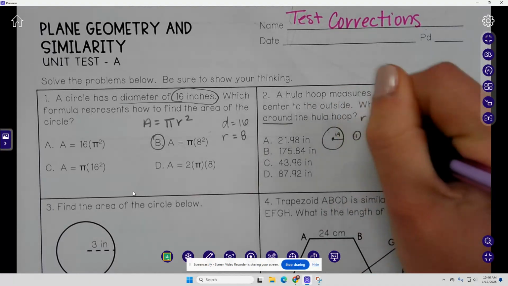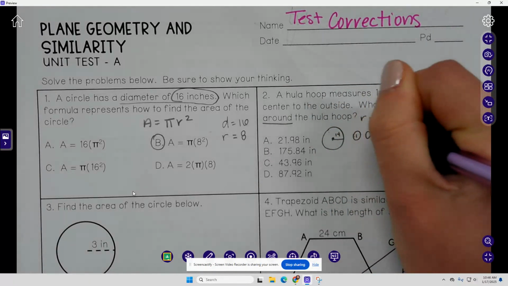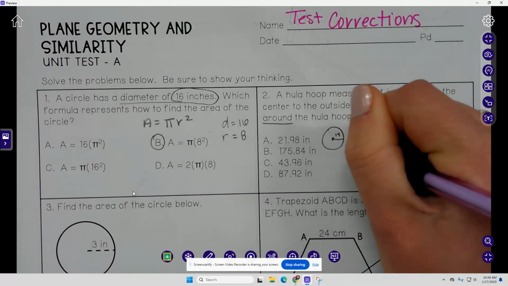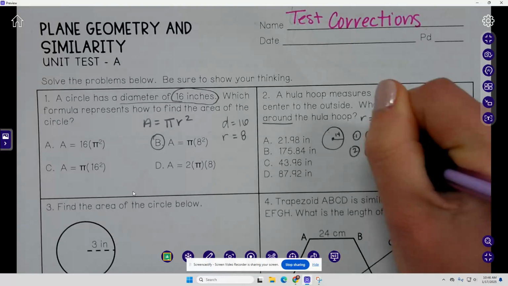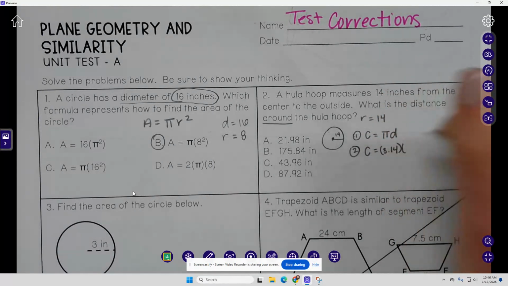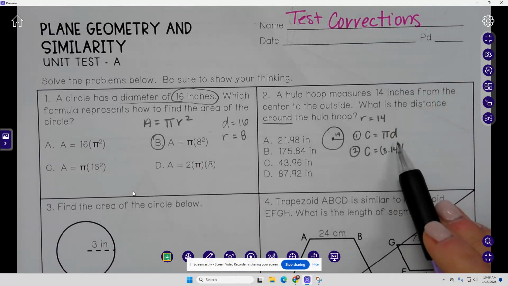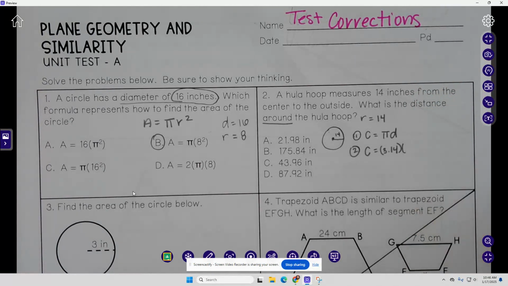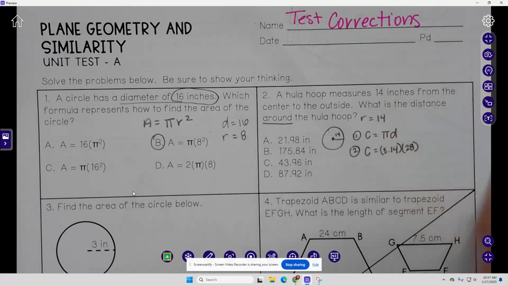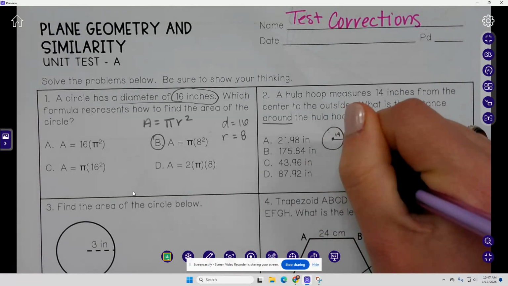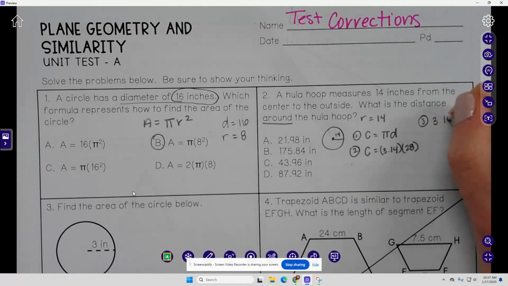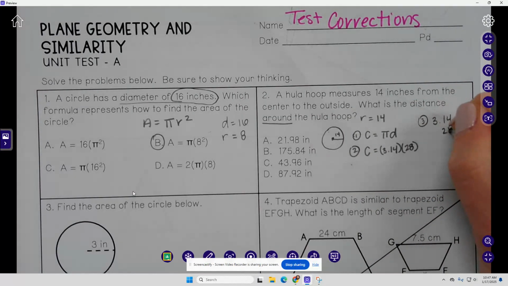So step number 1, circumference equals pi times diameter. Step number 2 is to plug in my values. So 3.14. If the radius is 14 and I need the diameter, I'm going to just multiply it by 2. So 14 times 2 is 28. And step number 3 is to solve. So I'm going to come over here, 3.14 times 28.